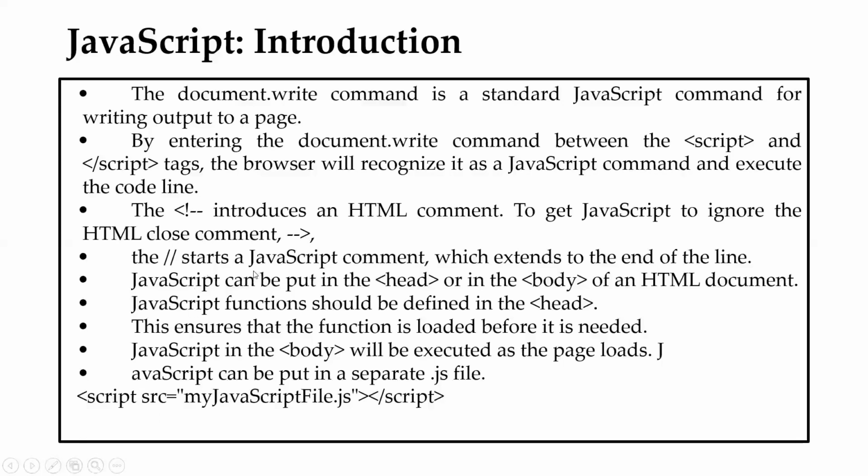Next, the comment. How to insert a comment: by using less than symbol, exclamation, hyphen. So this is an HTML comment. To get JavaScript to ignore the HTML comment, the starting and closing comments, the double slash starts a JavaScript comment which extends to the end of the line. So JavaScript ignores these JavaScript comments.